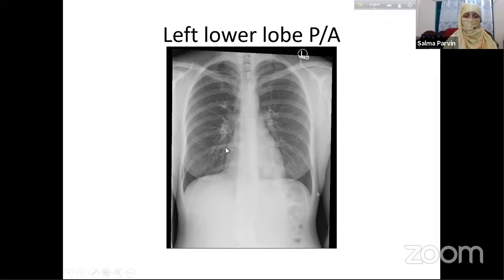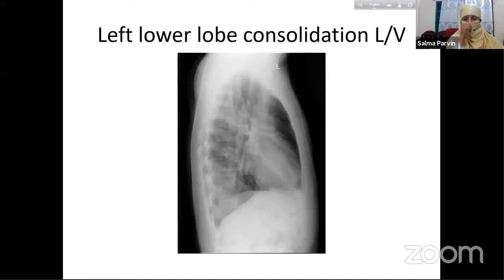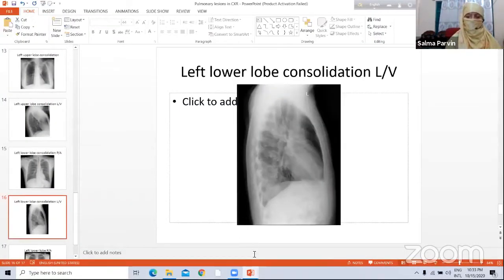Again, this right paraspinal gutter has a translucency. There is loss of translucency seen in this retrocardiac area. The lateral view discloses the retrocardiac opacity to be left lower lobe consolidation. So before we reach the other lesions of the chest X-ray, this is the consolidation we need to do.